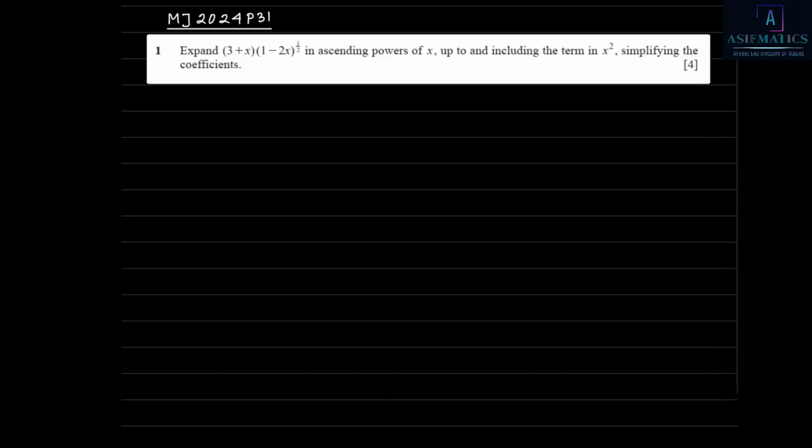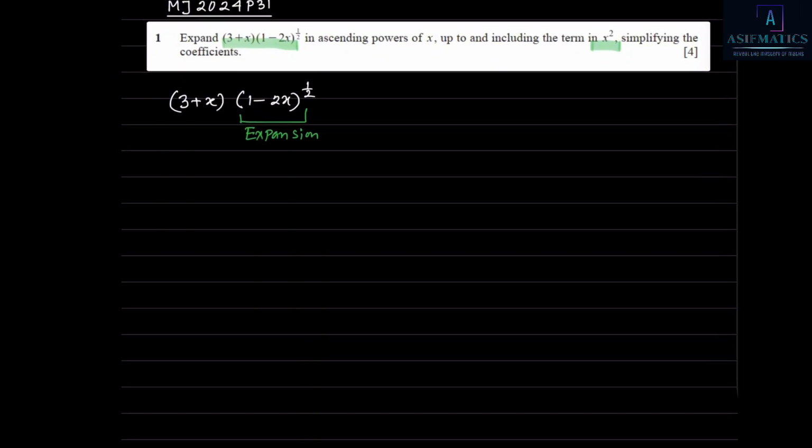Here we have another similar type of problem. Expand this value in powers of x until the term of x square. So let's start. We can write (3 plus x) into (1 minus 2x) to the power 1 by 2. So here this will be our expansion. Expansion will be needed because we have the power of 1 by 2. So first we do the expansion.